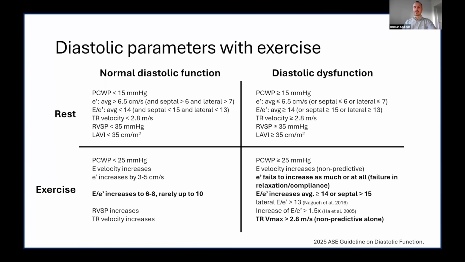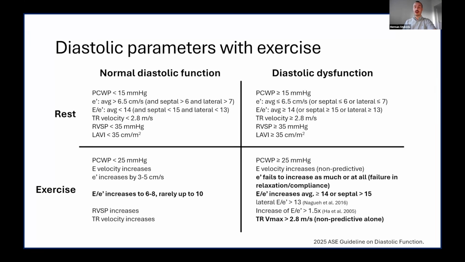TR jet is that additional parameter that is associated with diastolic dysfunction when there is an abnormal E prime value. It is helpful when combined with that E/E prime ratio. It's abnormal when it goes above 2.8 meters per second, but by itself, it's not predictive alone because, for example, healthy athletes can generate very high TR velocities on their own without having an abnormal E prime value.